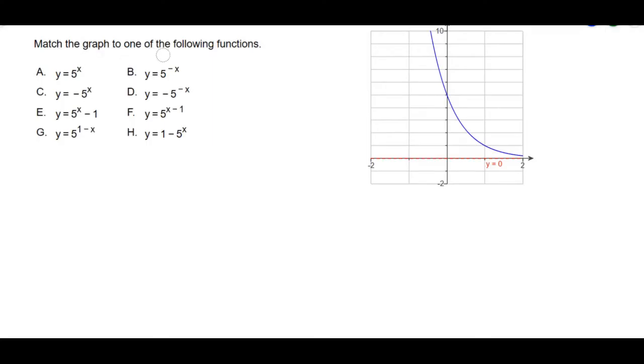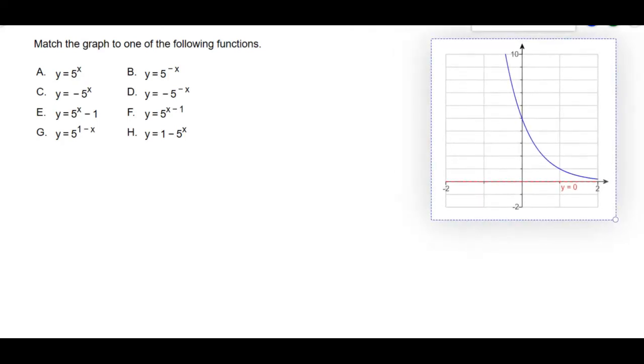Match the graph to one of the following functions. So we have our graph here, and our functions: y equals 5 to the x, negative 5 to the x, 5 to the x minus 1, 5 to the 1 minus x, 5 to the negative x, negative 5 to the negative x, 5 to the x minus 1, and 1 minus 5 to the x. These are all exponential functions, all transformations of the same base function, 5 to the x.